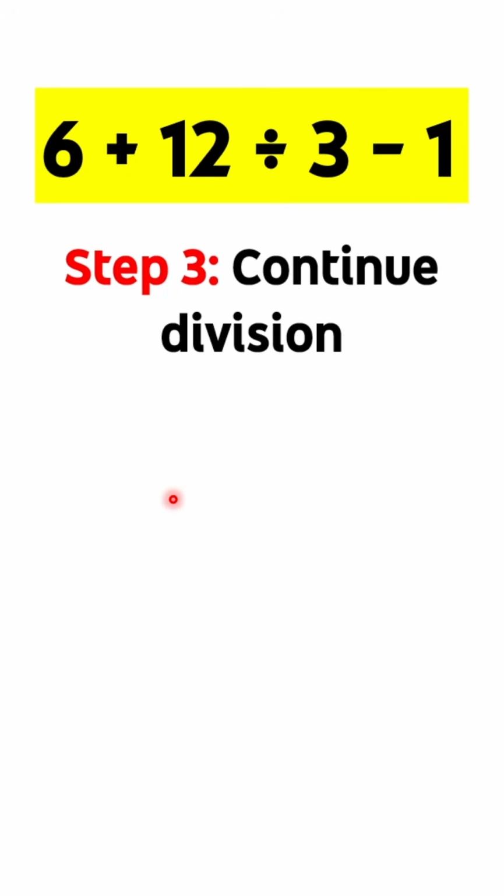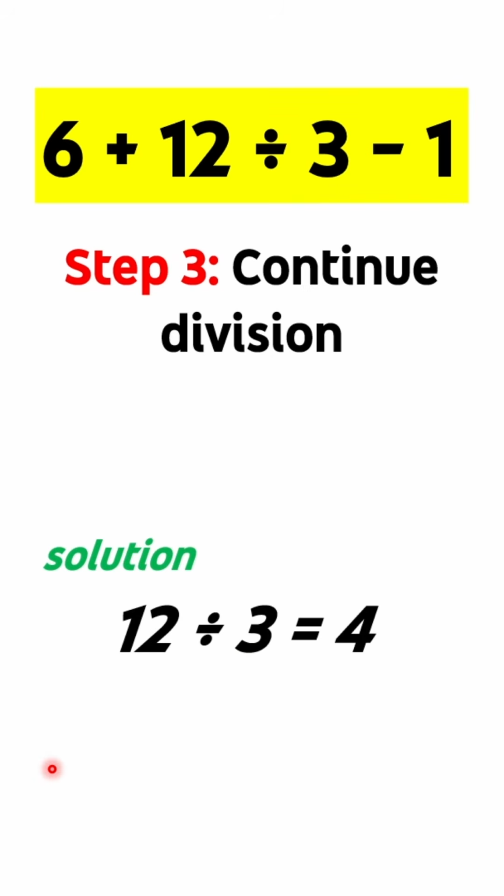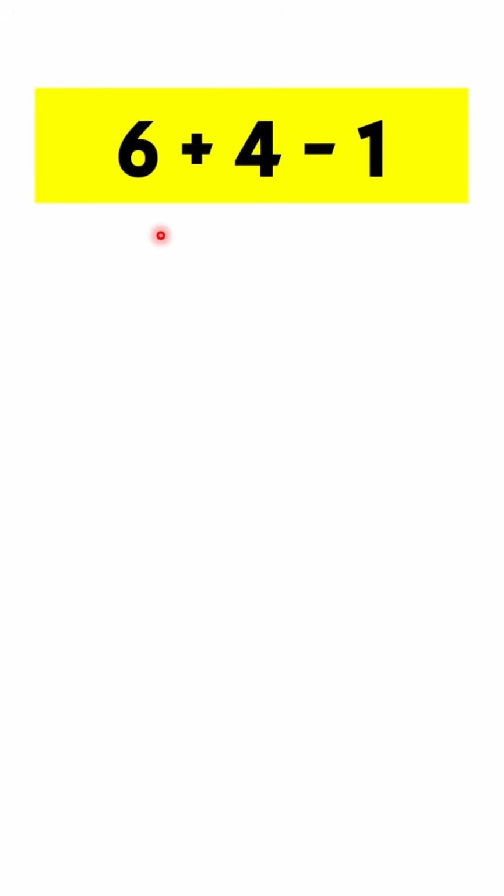For the next step, step number 3, continue division. So we divide 12 divided by 3. So that is 12 divided by 3 is equal to 4. Now we have 6 plus 4 minus 1. Now we have the new equation 6 plus 4 minus 1.